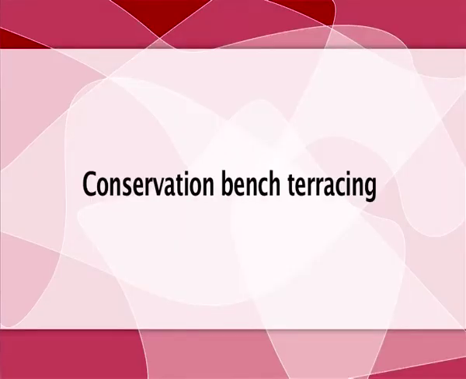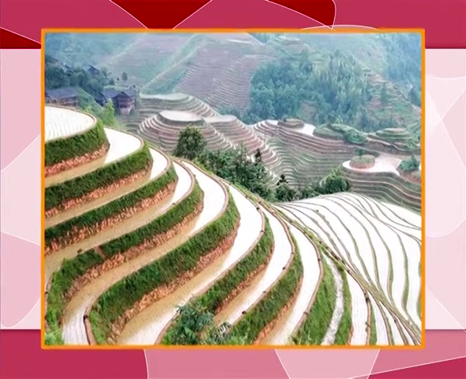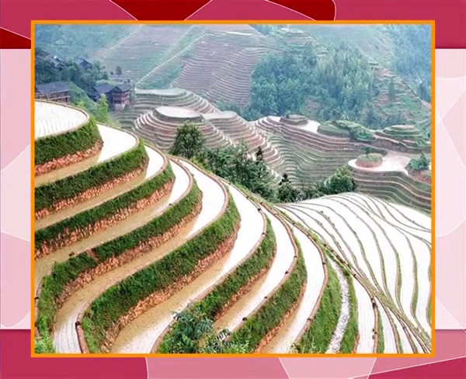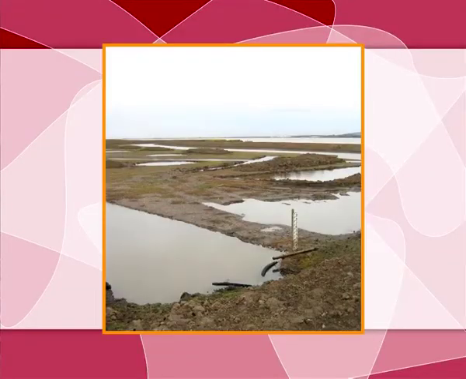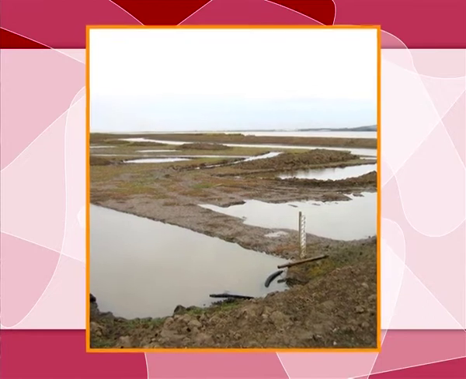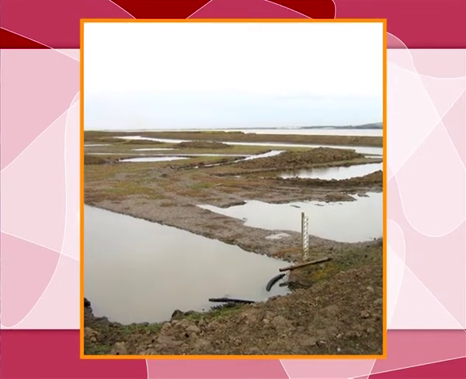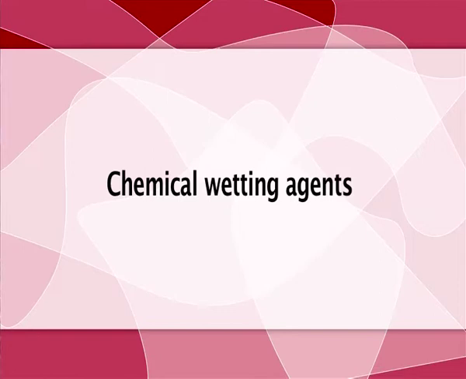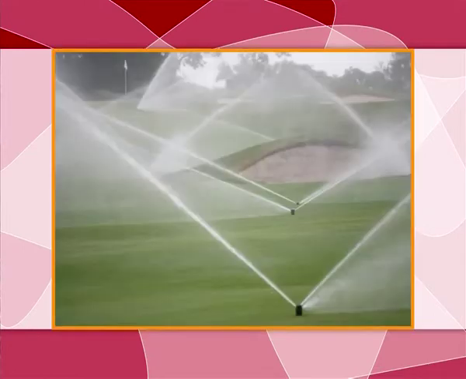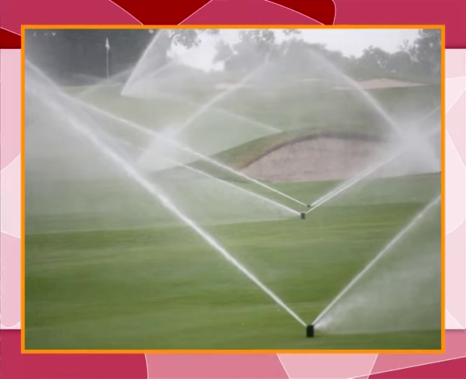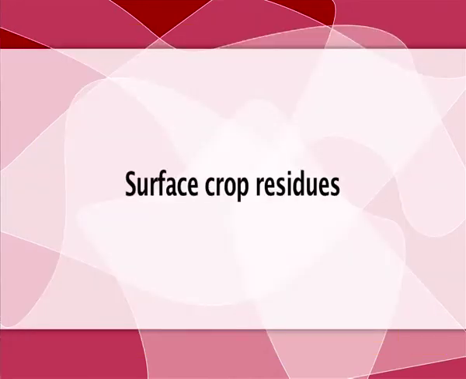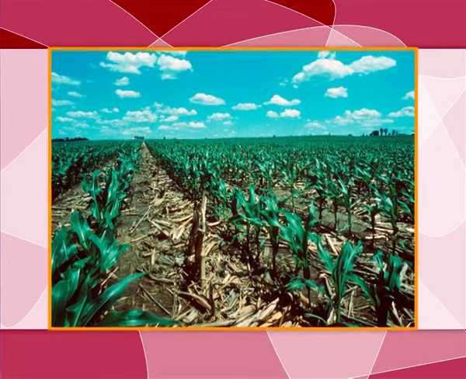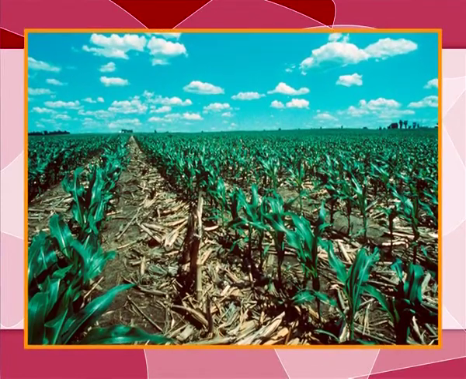Conservation bench terracing involves construction of a series of benches for catching the runoff water. Water spreading is done by channeling or lagoon leveling. In lagoon leveling, small depressions are dug in areas so that there is temporary storage of water. Chemical wetting agents, surfactants, increase the water intake rates when added to normal irrigated soils. Surface crop residues, tillage, mulch, animal residues, etc. help in reducing runoff by allowing more time for water to penetrate into the land.